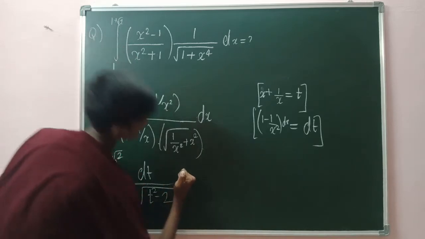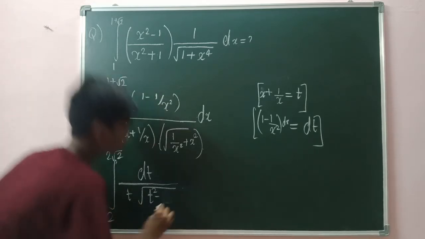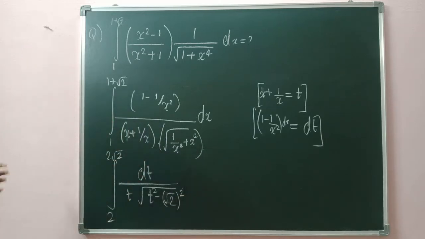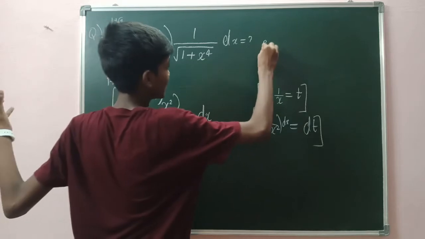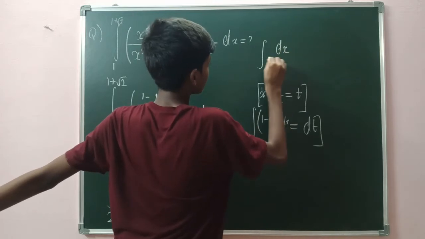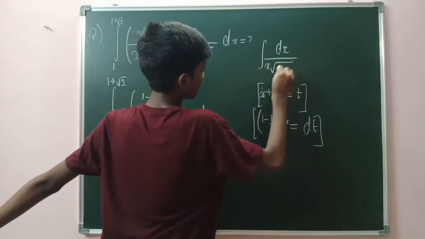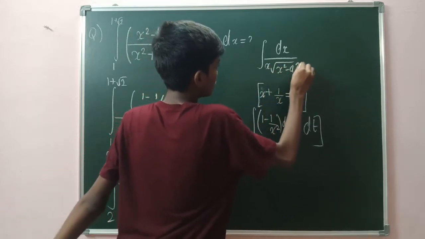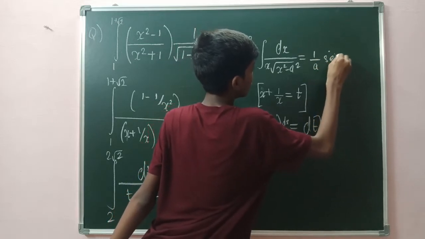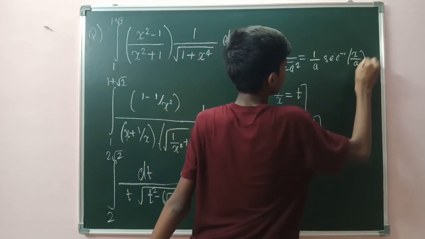So now after this, I am going to write this 2 as root 2 square. I can write like this, very simple. I am just writing the 2 as root 2 square. The reason behind doing this is that I want to use one standard integral formula: the integral of dx divided by x into root of x square minus a square is equal to 1 by a secant inverse of x by a plus some constant.